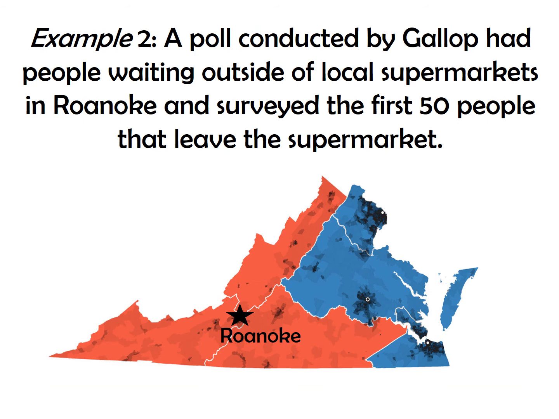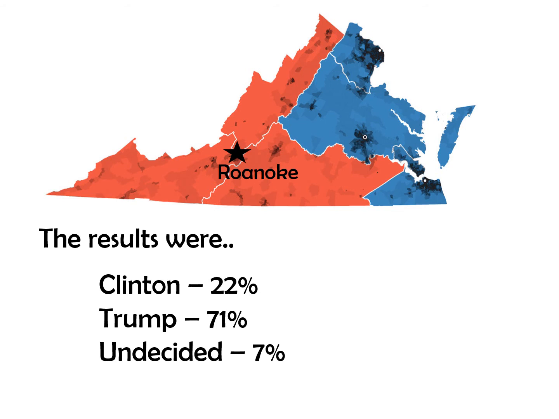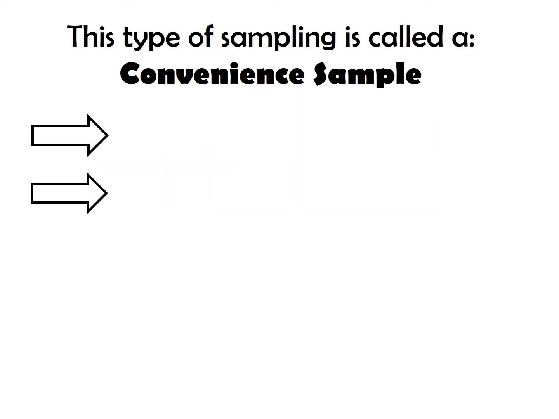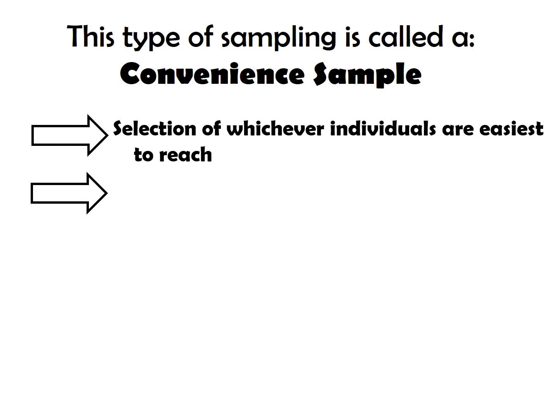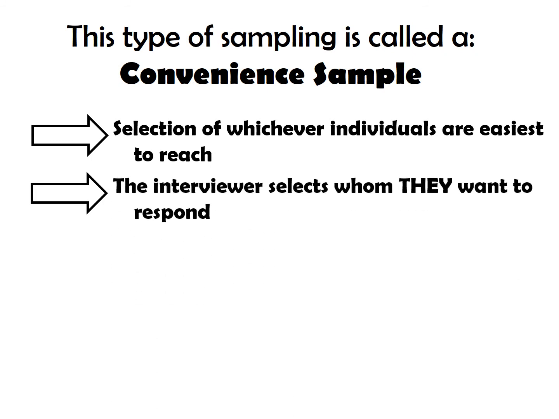Example 2: a poll conducted by Gallup had people waiting outside of local supermarkets in Roanoke, Virginia, and surveyed the first 50 people that leave the supermarket. The results were Clinton 22%, Trump 71%, undecided 7%. This type of sampling is called a convenience sample: the selection of whichever individuals are easiest to reach, and the interviewer selects whom they want to respond.